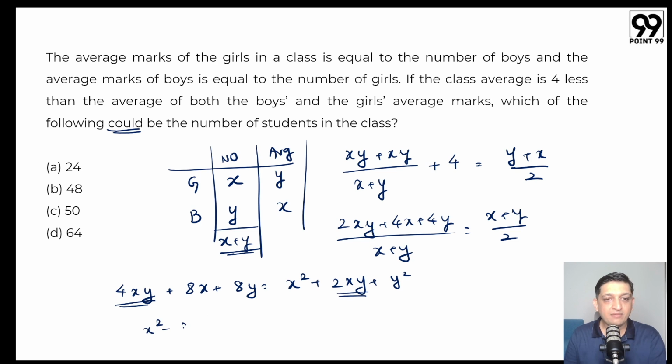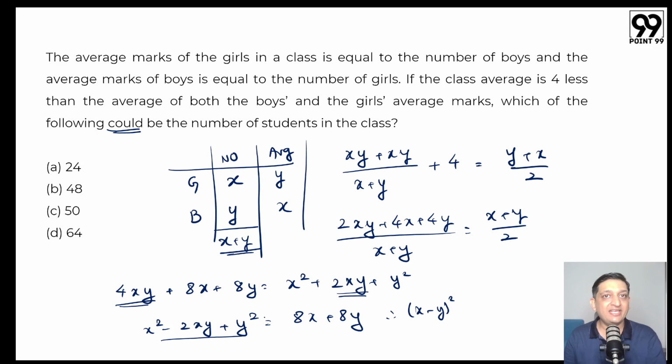X square minus 2XY, because 2XY minus 4XY is going to give us minus 2XY, plus Y square is going to be equal to 8X plus 8Y. Therefore, I will be able to say that X minus Y the whole square, because this is nothing but X minus Y the whole square, is going to be equal to 8 times X plus Y.